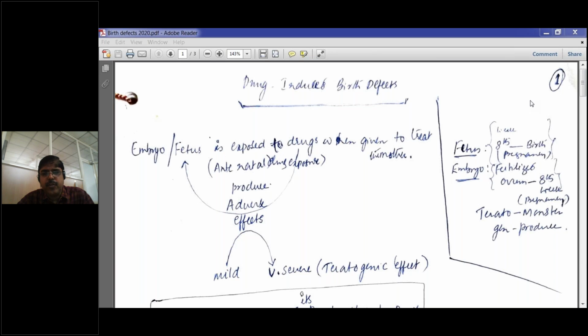Embryo is the one whose period starts from the day the ovum is fertilized till 8 weeks. From the 8th week till the childbirth, it is called a fetus. So you need to know this basic difference as a clinical pharmacist, especially if you're working in the gynecology department, right?